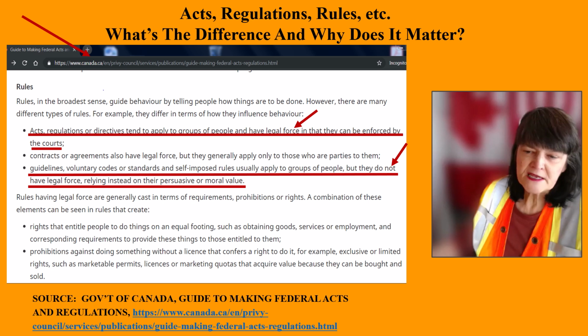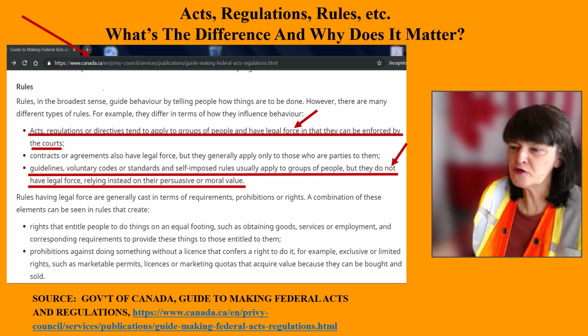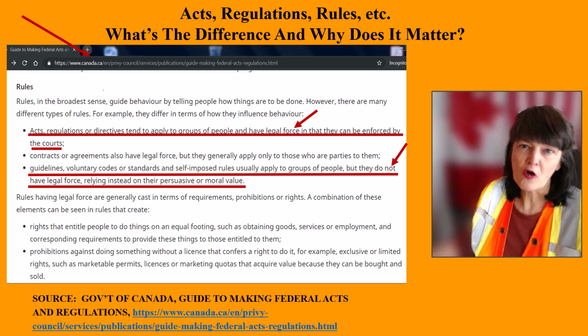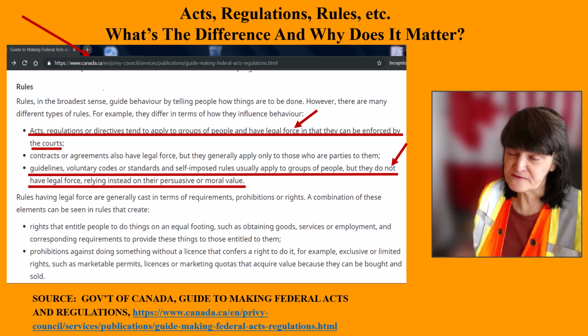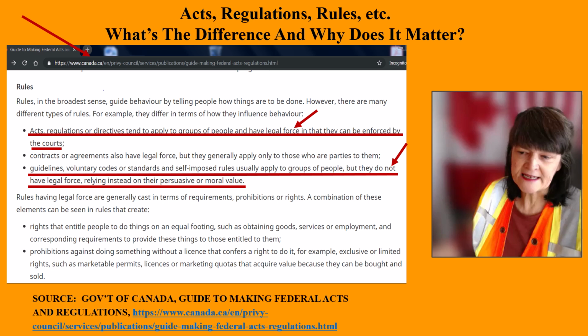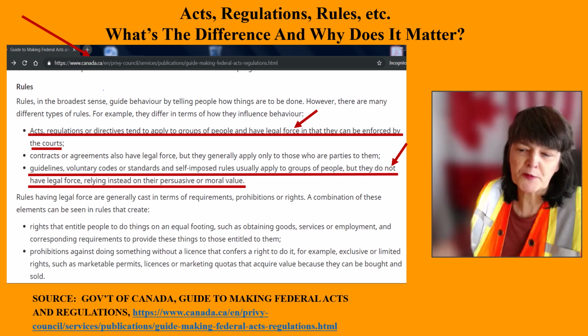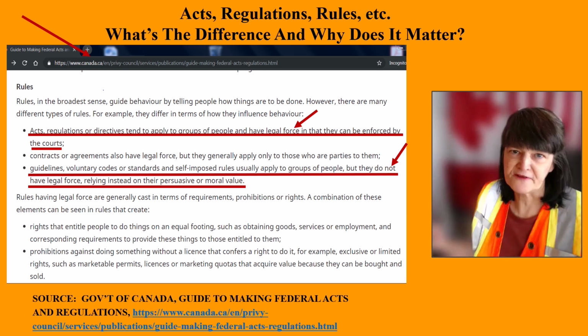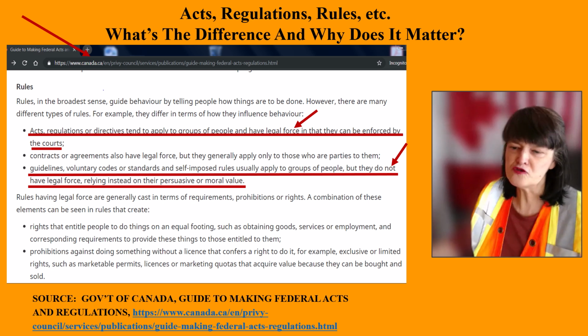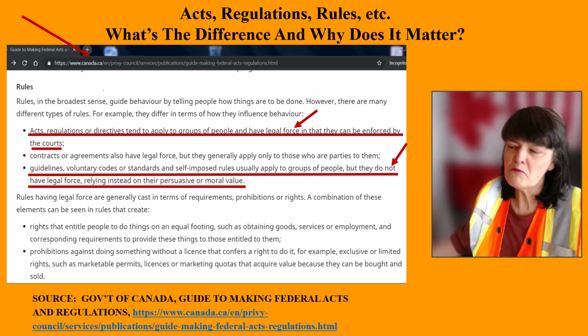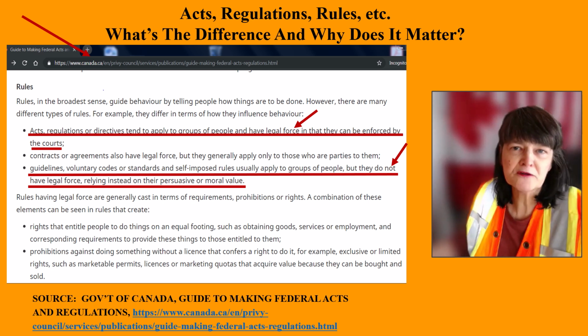And so the important point here is note where the arrows show: acts, regulations, or directives tend to apply to groups of people and have legal force, in that they can be enforced by the courts. So if something falls under an act or a regulation, that is enforceable in court. Unlike guidelines, voluntary codes, or standards, or self-imposed rules, for example, the Canadian Rail Operating Rules, or anything else that is defined as a rule, they do not have legal force. And so they rely basically on persuasive or moral value, but they can't be enforced in courts necessarily.